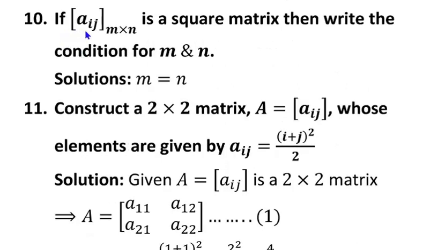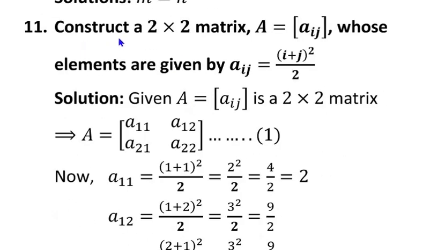See this question. If A is equal to Aij, where its order is m cross n, is a square matrix, then write the condition for m and n. You know the definition of a square matrix: if the number of rows is equal to the number of columns, then it is a square matrix. Therefore, what is the condition? m should be equal to n.